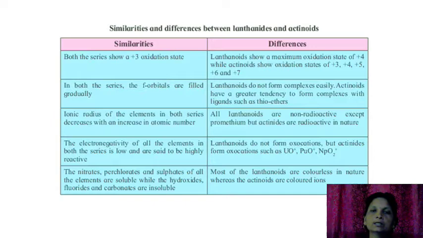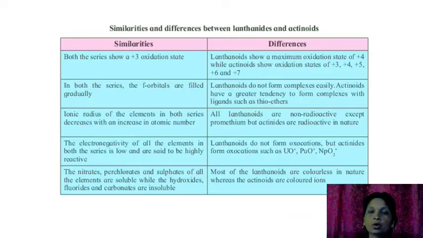Now let us discuss the difference between lanthanides and actinides. This is the most probable question asked in the board exam. So first difference, lanthanides show a maximum oxidation state of +4. Actinides show the oxidation states +3, +4, +5, +6, +7. Lanthanides do not form complexes easily. This is the second difference. Actinides have a greater tendency to form complexes with ligands such as thioether.